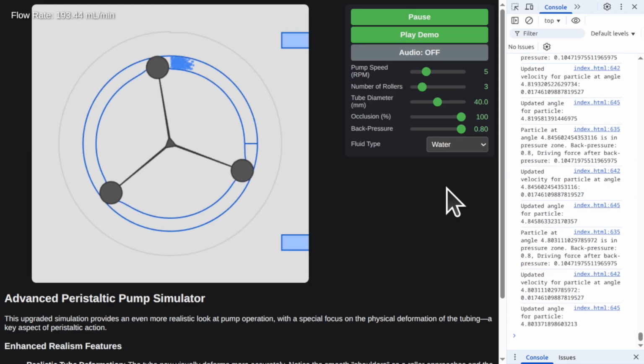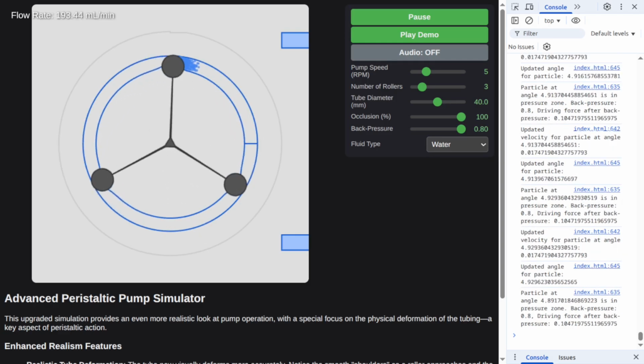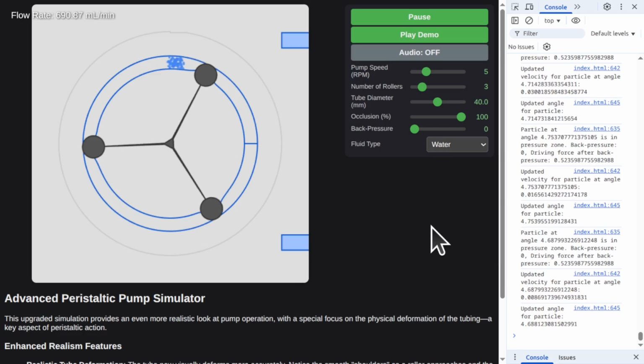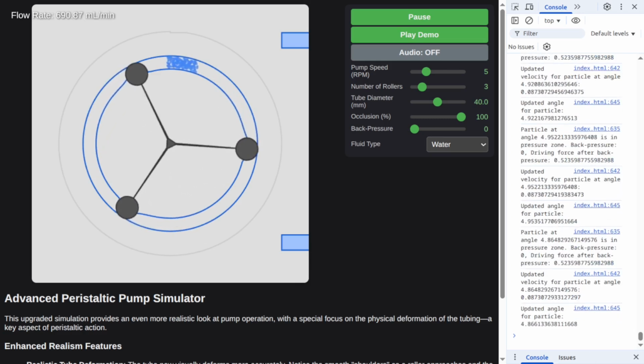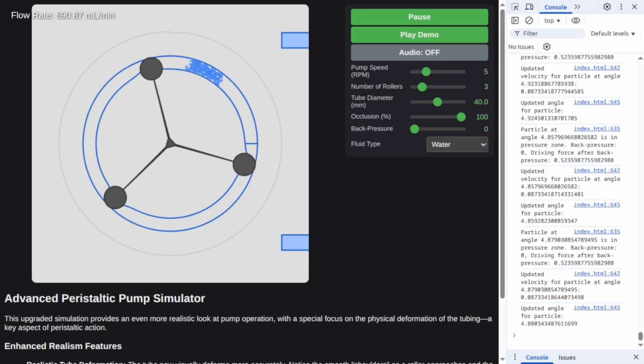Made changes. I've added detailed debug logs to track the back pressure effects on particles, including their position, velocity, and whether they are within the pressure zone. You can now monitor the browser's console to see how the back pressure is influencing the simulation.